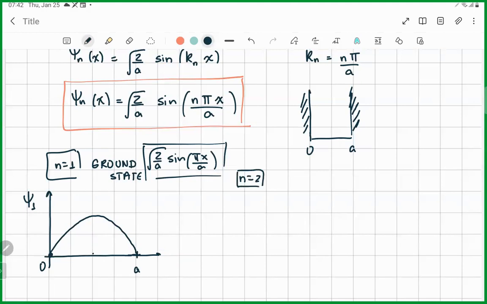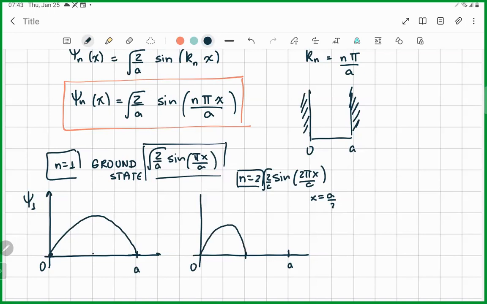Let's now make the plot for n equals 2. So n equals 2 will have now the sine of 2 pi x over A, right? So how are we going to make this plot? This is A, this is 0. We start at 0, but careful. Now when x is A over 2, at this point here, we have sine of pi. Okay, so we are going to go up, and then here we get 0, and then beyond this point, it's negative. So this is A over 2.